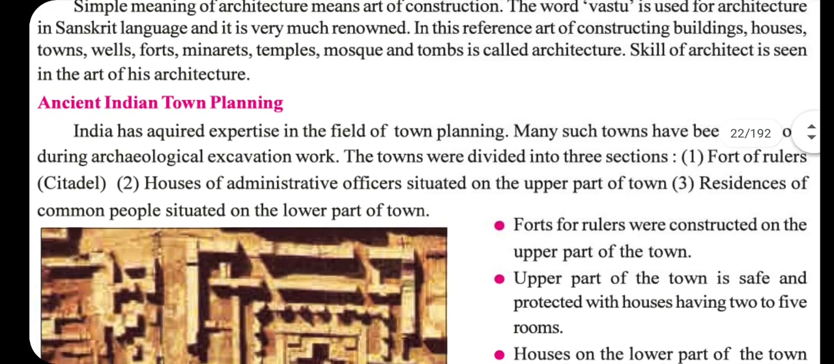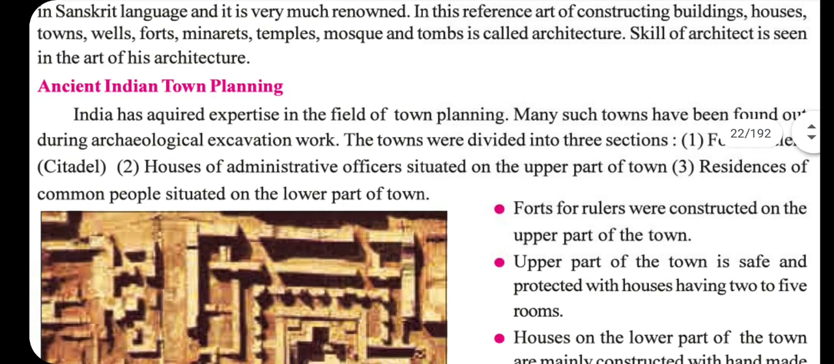Now looking at ancient town planning, it is important because the towns were divided into three sections at that time. Number one, the highest was the fort of the rulers. It was on the highest land. Then the houses of administrative officers were situated again on the upper part of the town. The residences of the common people were at the lower part.